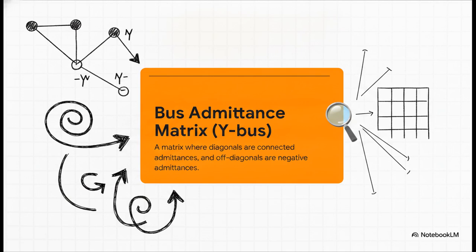Well, the whole chaotic network diagram elegantly collapses into this one mathematical object, the bus admittance matrix. Most people just call it the Ybus. It's brilliant in its simplicity. Each diagonal entry is simply the sum of all admittances connected to that specific bus. And every off-diagonal entry, that's just the negative admittance directly between two buses. Boom. It perfectly and systematically maps out every single connection in the grid.